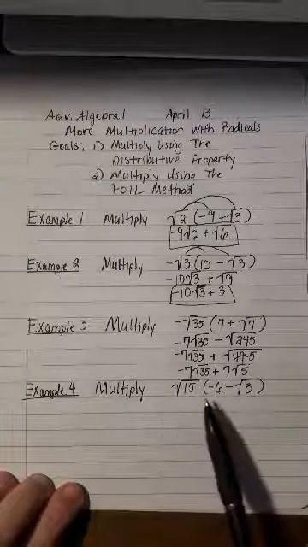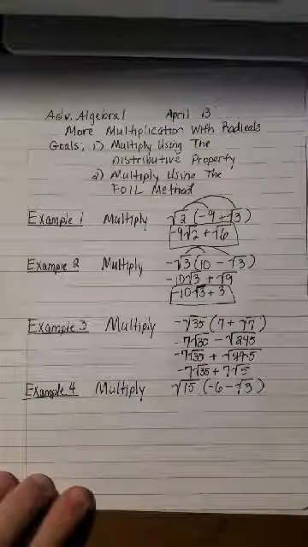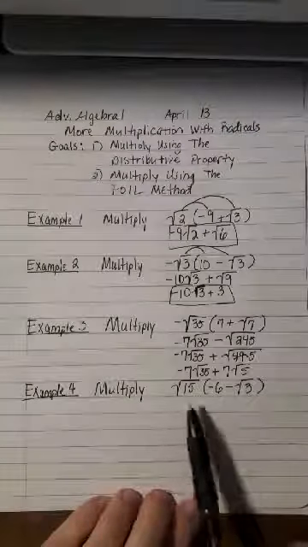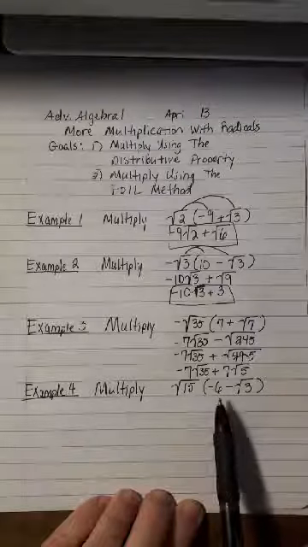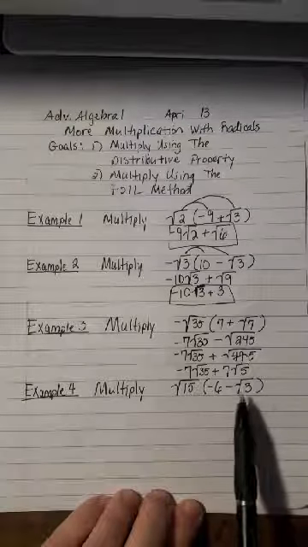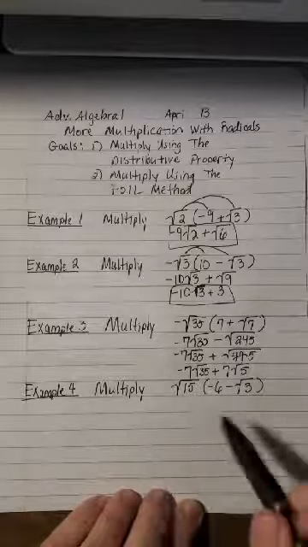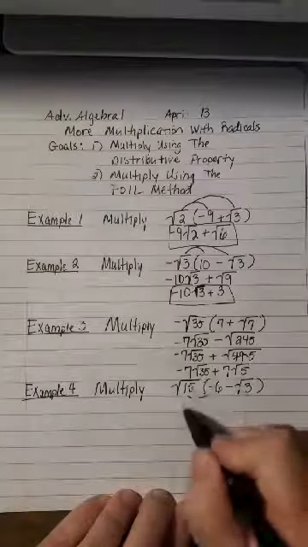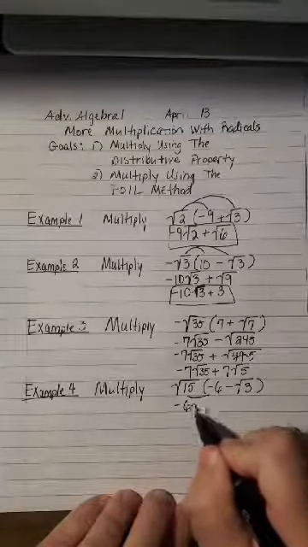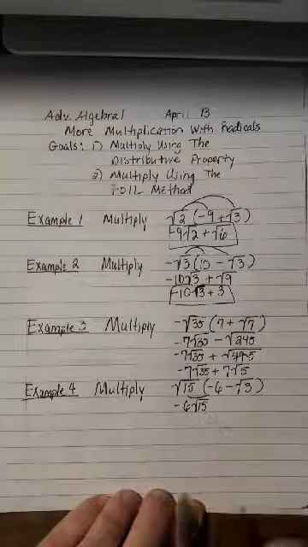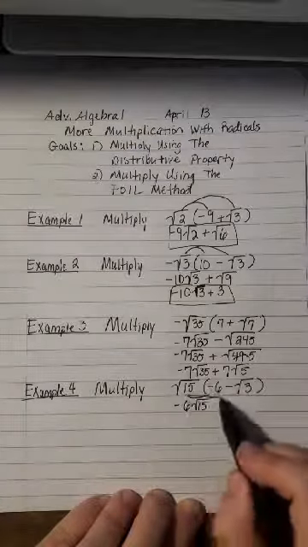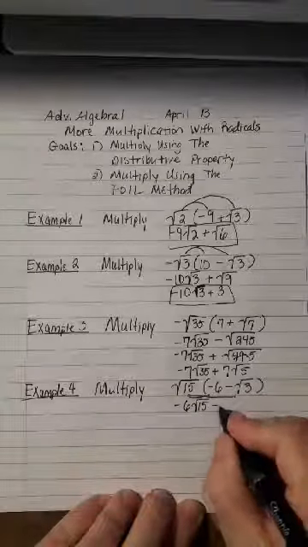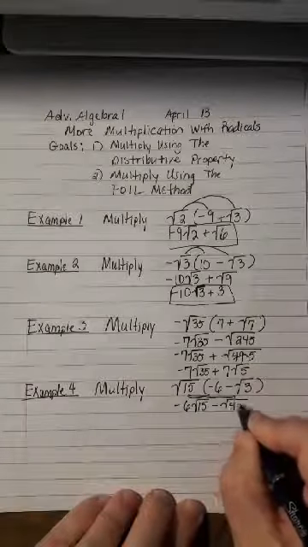And we have one more example with the distributive property, and then we're going to move on to the FOIL method. So, the square root of 15 times negative 6 minus the square root of 3. So we're going to start by multiplying the square root of 15 times negative 6. And that's going to be negative 6 on the square root of 15. And then the square root of 15 times the square root of 3. And there's a minus in front. So it's going to be minus the square root of 45.